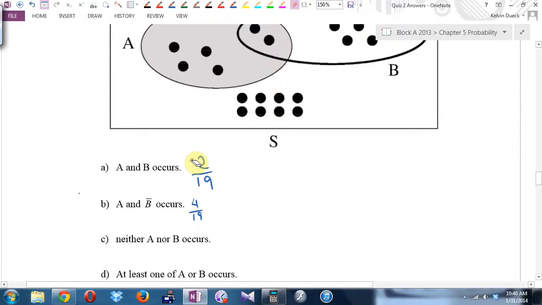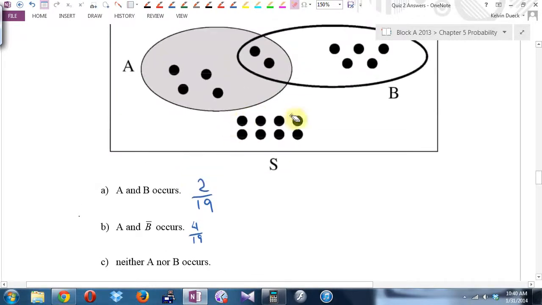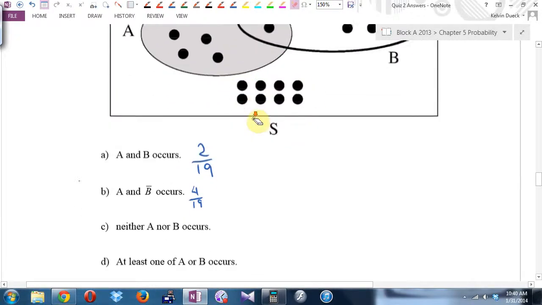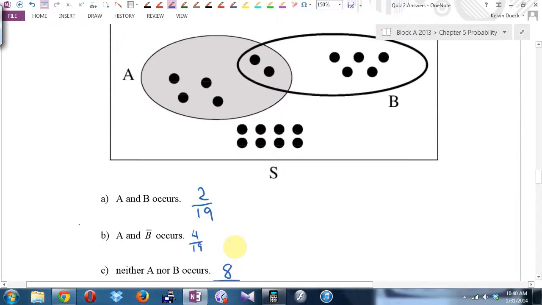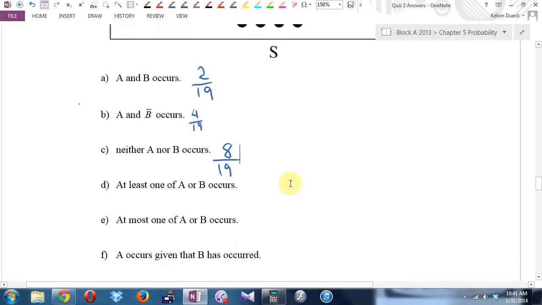Neither A nor B occurs. I think that's this section right here. 8 out of 19. At least one of A or B occurs. At least means one or the other or both. 1, 2, 3, 4, 5, 6, 7, 8, 9, 10, 11. Or I could have gone 19 take away 8. But you know what? At least is going to be 11 out of 19.